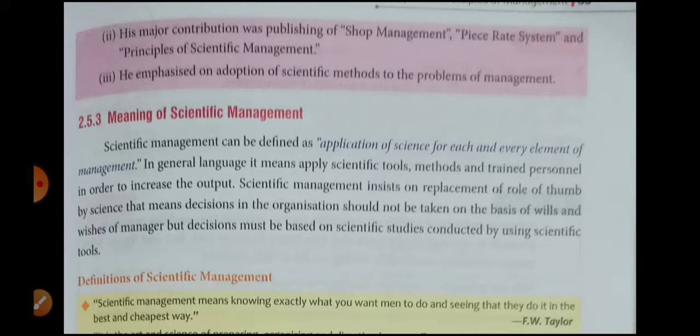Now, what is the meaning of scientific management according to Taylor? According to Taylor, the meaning of scientific management is to apply scientific techniques and systems for doing work or for getting work done by workers in factories. And he was not in favor of rule of thumb. In rule of thumb, traditional methods of doing work are used.